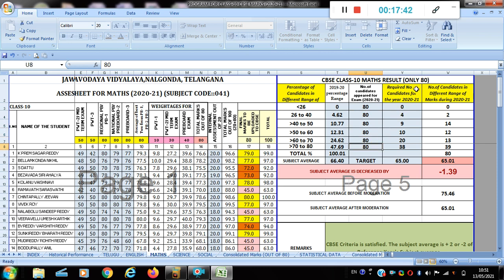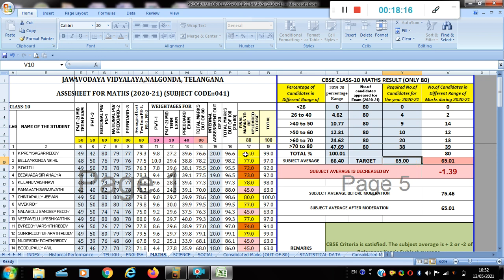As per the calculation, the required number of candidates for the year 2021 in this range should be 0. In this range it is preferred as 4. I should not say should, I should say it is preferred as 4, it is preferred as 9, it is preferred as 10, it is preferred as 20, and for 70 to 80 the number of preferred candidates must be 38. This is preference only, and my target is to make the subject average 65.